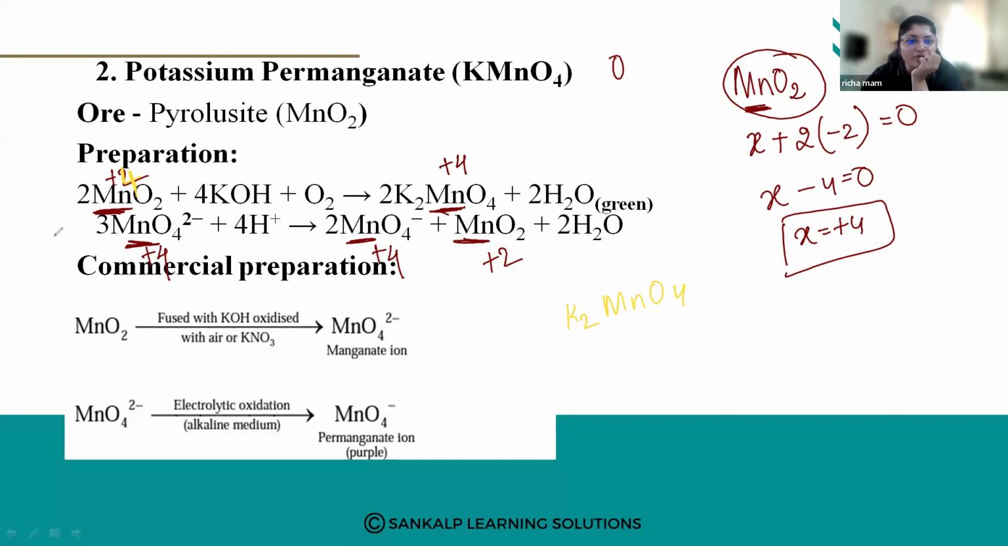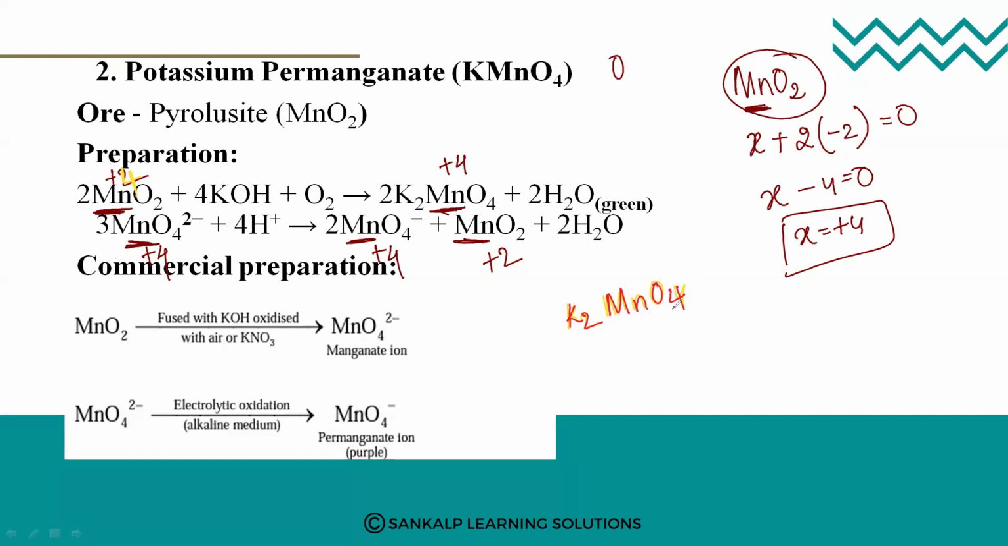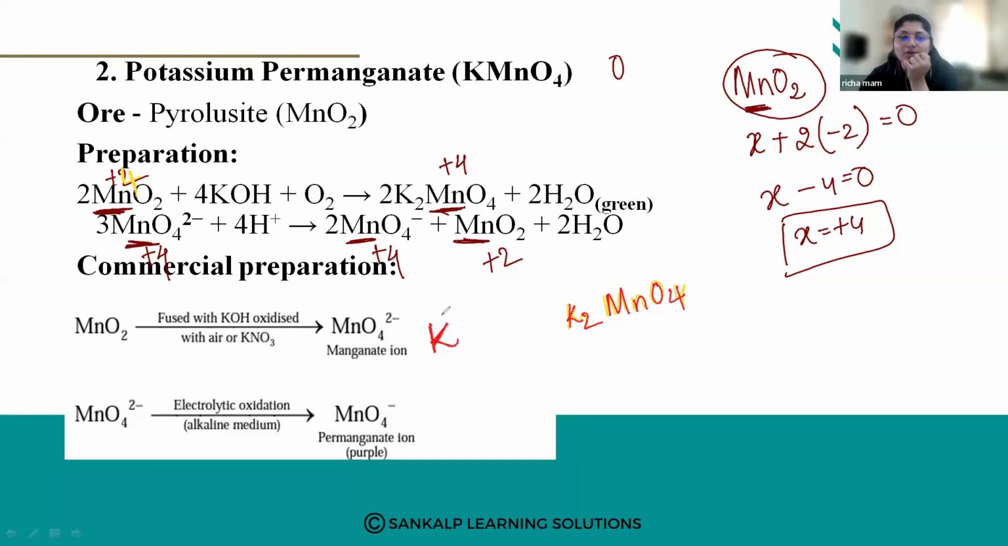Now similarly you can apply this for K2MnO4. Can anyone tell me the charge on K? Potassium is an alkali metal. Commonly, what is the oxidation state of K? It is +1.